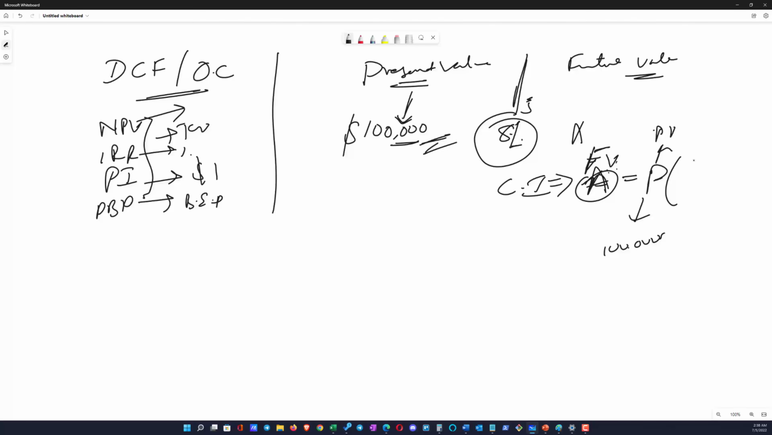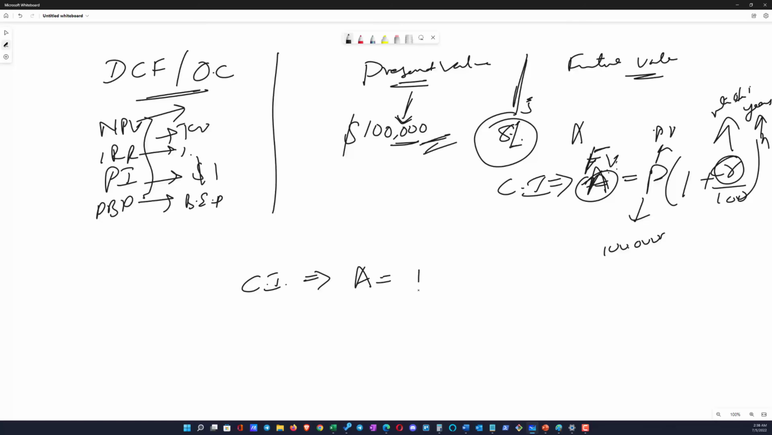A is equal to P, brackets open, 1 plus R divided by 100, whole power n. R is nothing but your rate of interest. N is nothing but the number of years, or the number of months if it is months. Why am I teaching you this compound interest formula here? Let me write it clearly. A is equal to P times (1 plus R by 100) to the power of n.